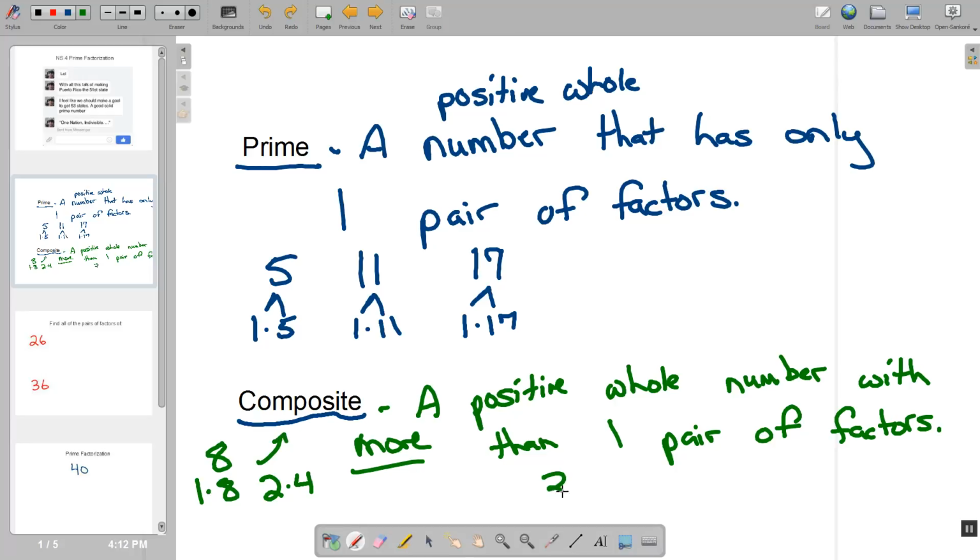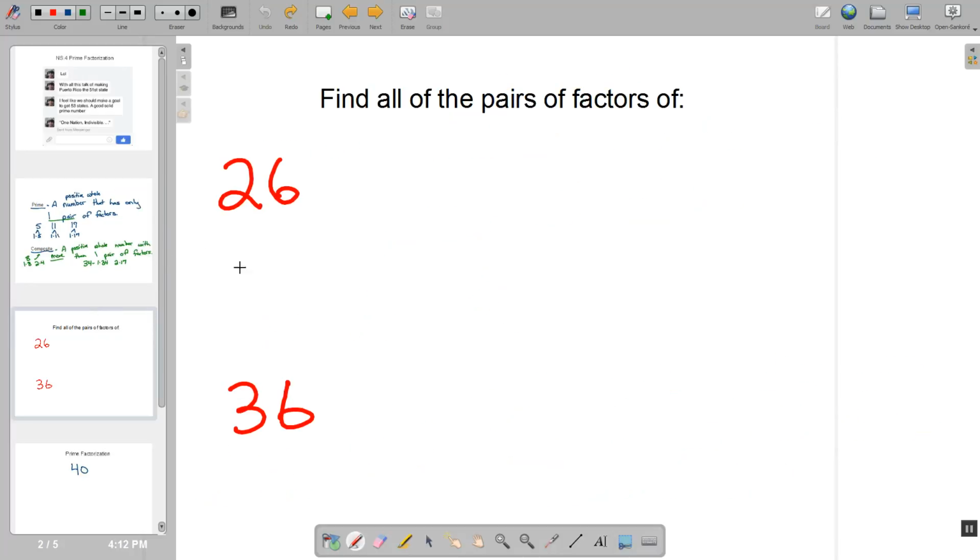Another number would be the number 34. It can be made of 1 times 34, also 2 times 17. Okay? So when we're thinking about prime numbers, they have to have one pair of factors, 1 and itself. So let's find all the factor pairs of each of these numbers.